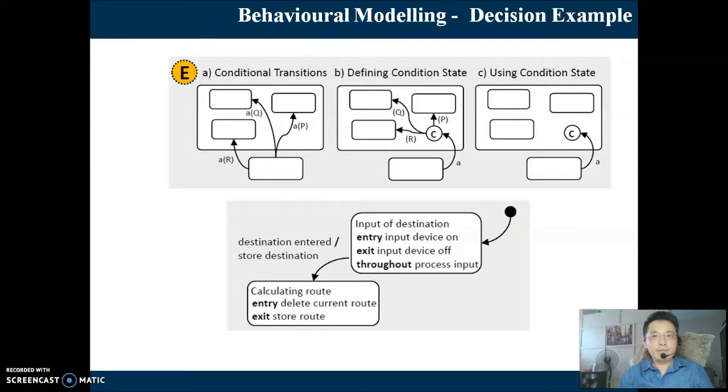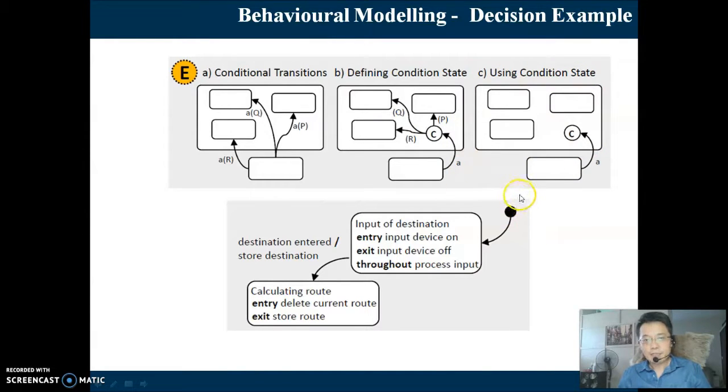So I've mentioned earlier, state chart allows condition. You see, from this state, we have three possible conditions that will lead from this one state to three possible other states. This is another way to show condition. When an event triggers, this condition state will determine either P, Q, or R as the eventual target state. Yeah, this is another way to draw condition state.